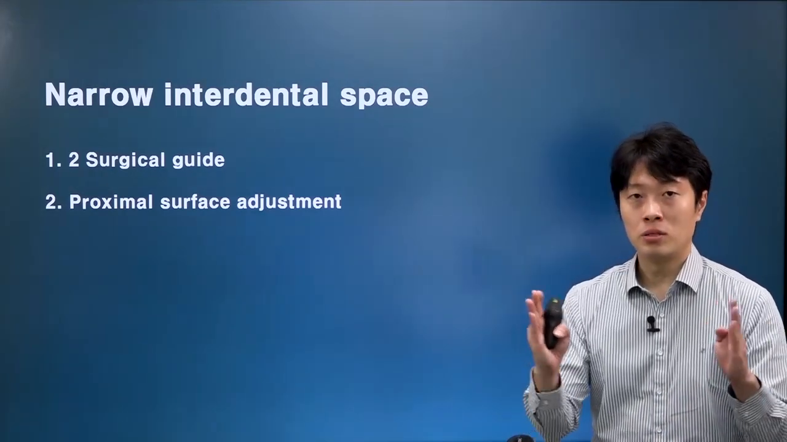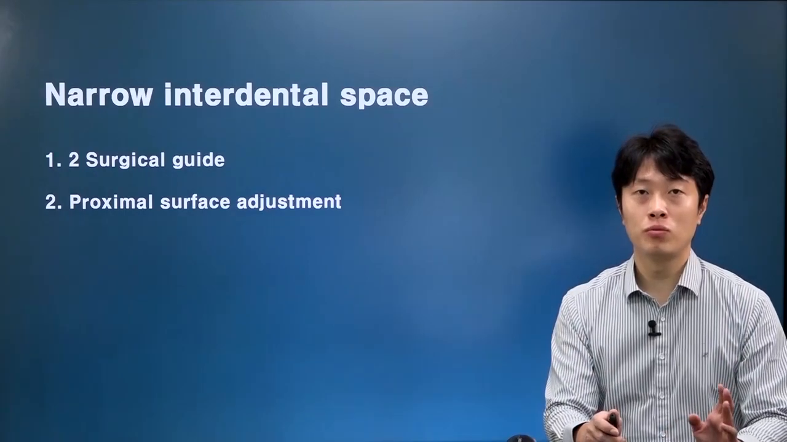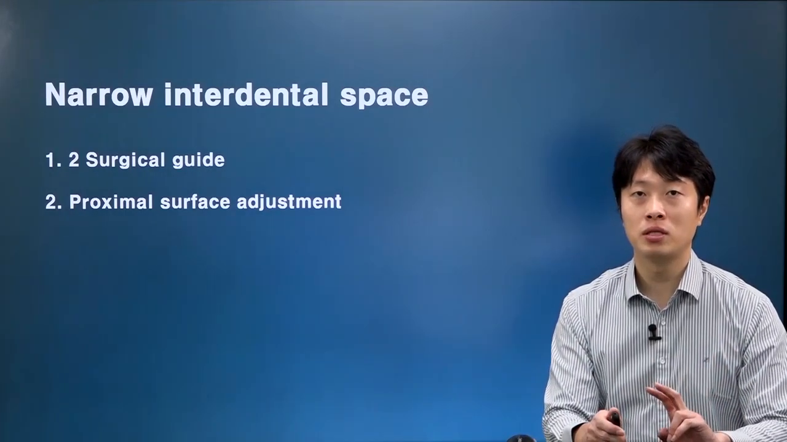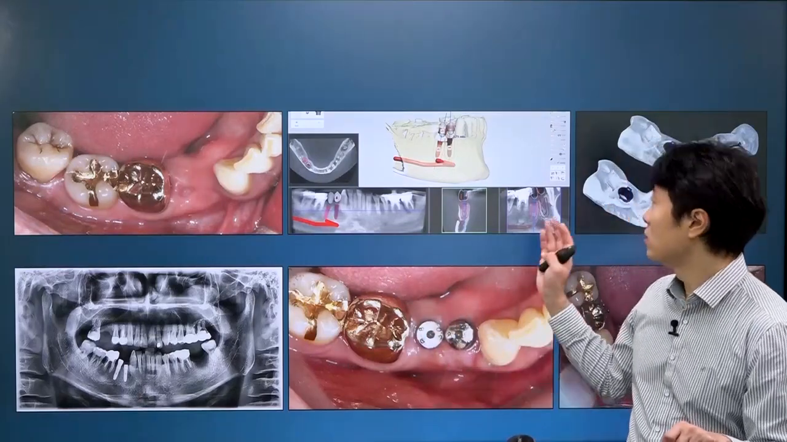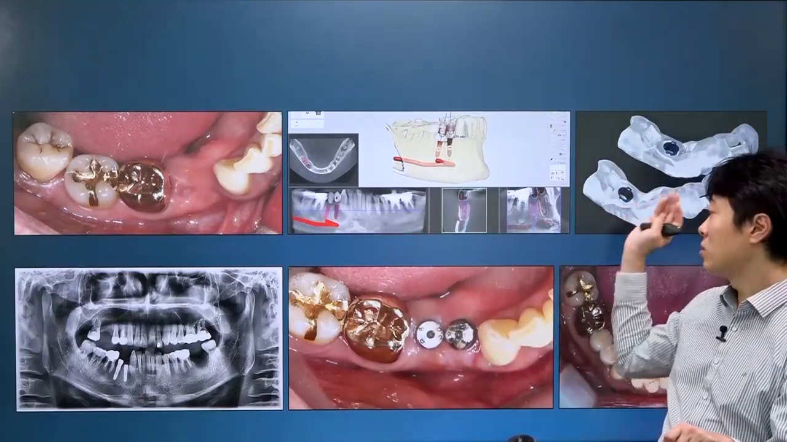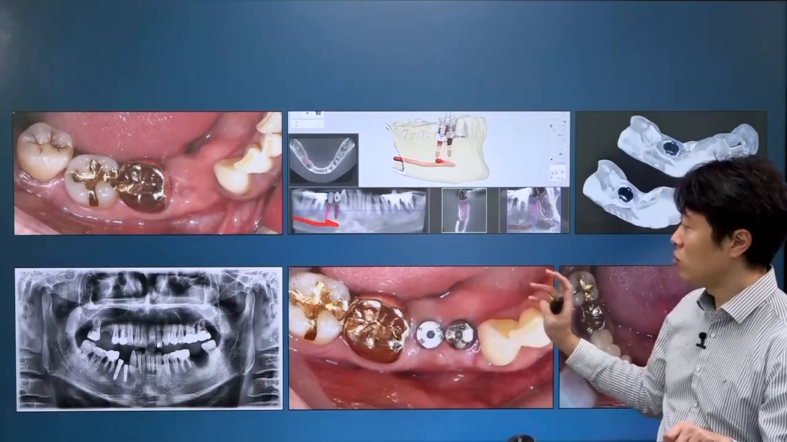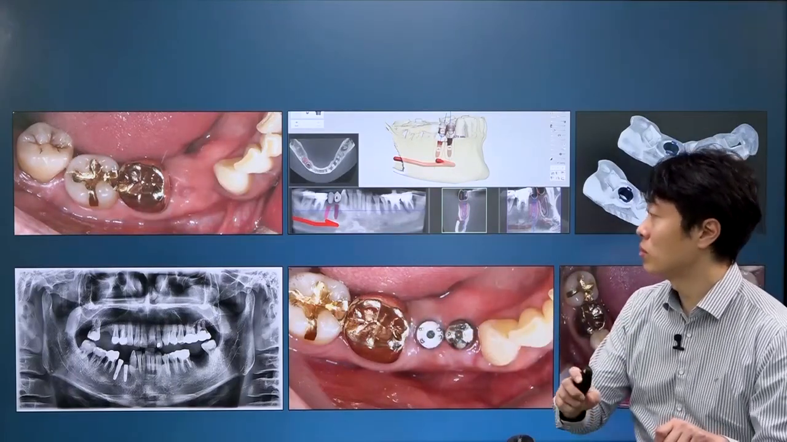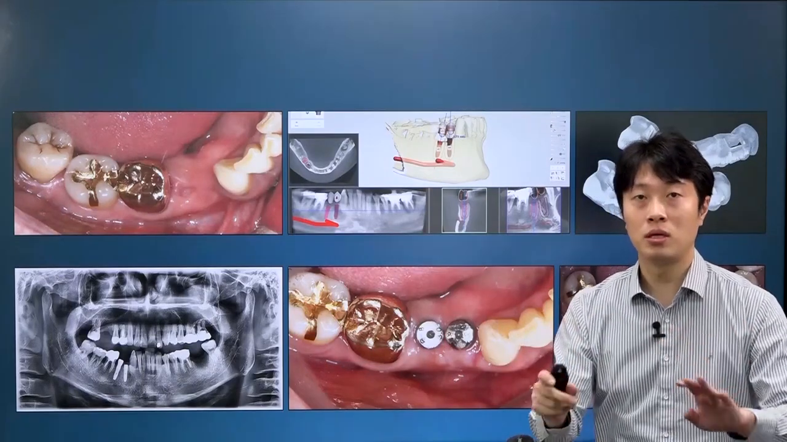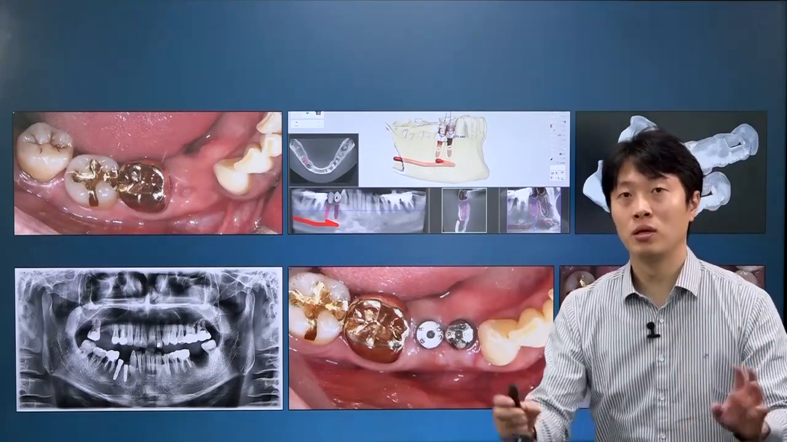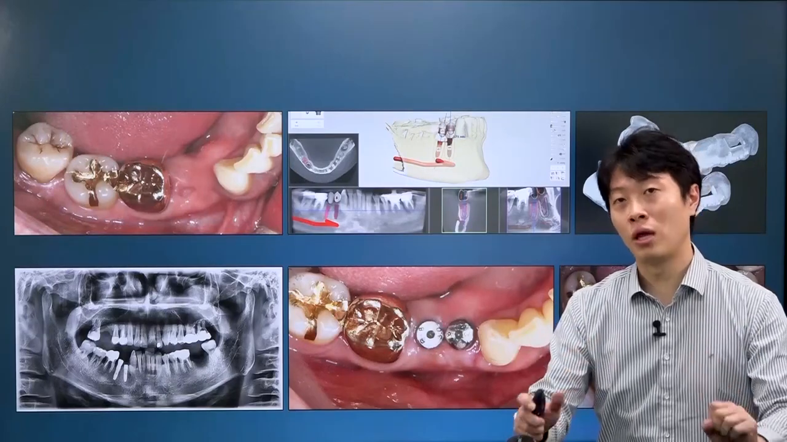If the gap between the adjacent teeth is narrow and you need to place two or more implants, as you can see here, you have an option to produce two or more guides and place them through these two guides. So what to do with the narrow gap? It is important to identify whether it is narrow from the planning stage.